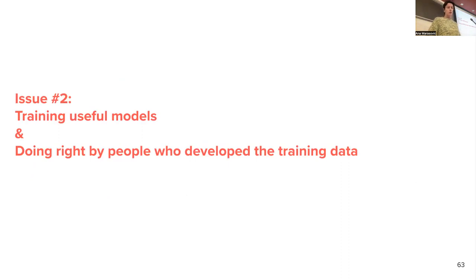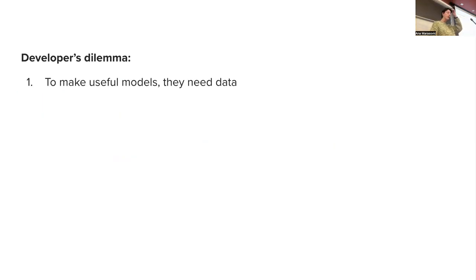Okay, so there is also an issue of, you know, not every person, and I know some of you personally, you do want to train useful models and you do want to do right by people who develop the training data. So this is what I coined the developer's dilemma. You want to make useful models. You know the community that will benefit from these models, and you really want to make a positive social impact. But you need the data. You know that your model is going to simply work better if you use a pre-trained model and you fine-tune it.